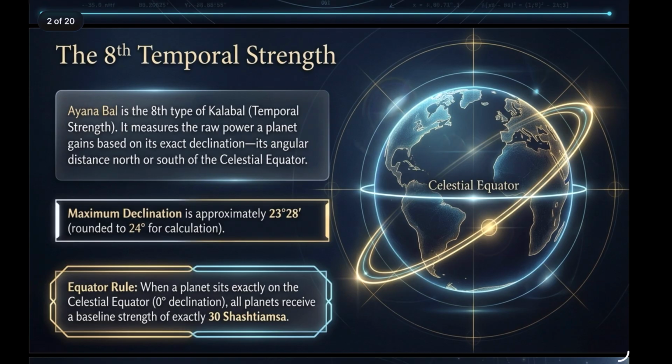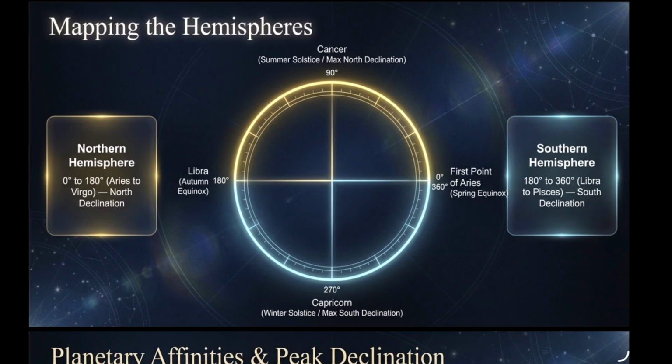It is the eighth type of Bala, the Kaala segment path, and at max has the declination of 23 degree 28 arc minutes, so we round it off for easy calculation to 24 degree. When a planet sits exactly on the celestial equator at zero declination, all the planets receive a baseline strength of 30 Shashtiamsha. This is the mapping of hemisphere.